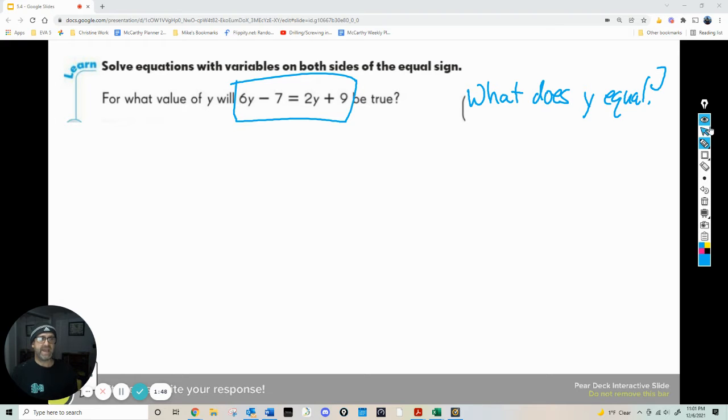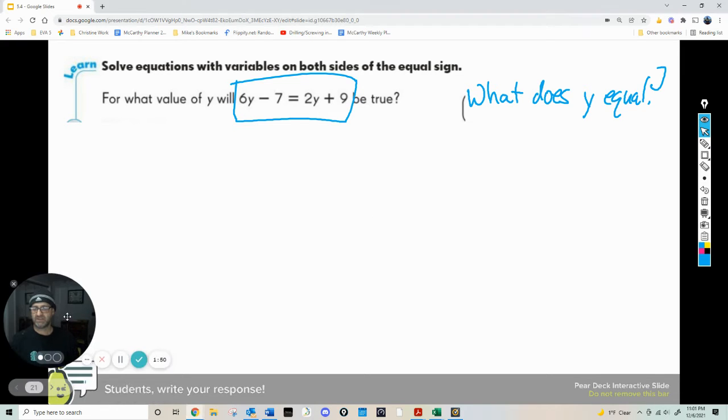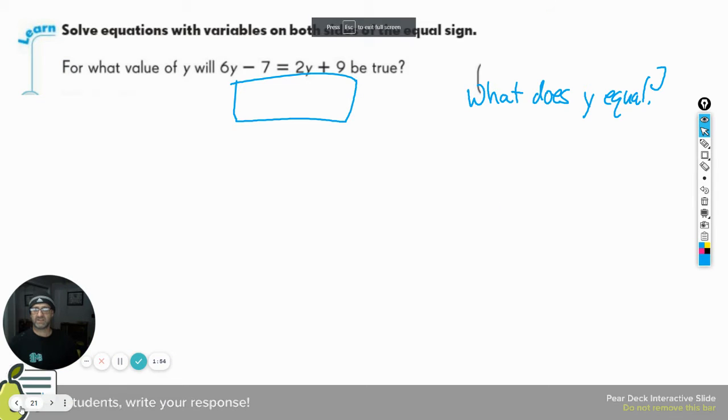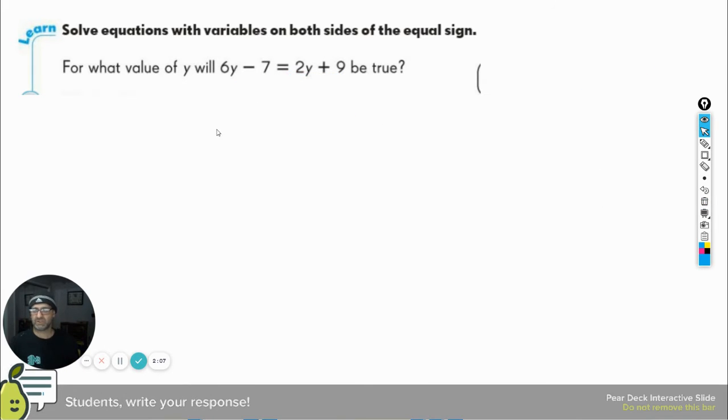If I look ahead, what I think is going to happen, they're going to do all this guess and check. We're not guessing and checking. Nobody's got time for that. So I want to find out what y equals, which means I want to get that y all by itself. I'm going to show you a little shortened up version of what we've been doing to hopefully simplify this a bit.